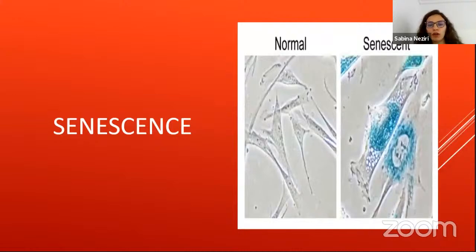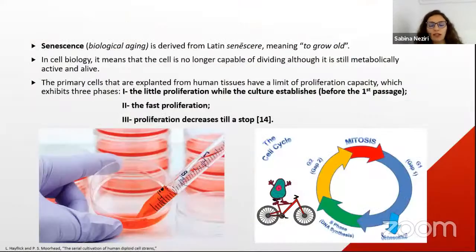Senescence. Senescence is a hallmark of aging. Well, senescence means growing old. But in cell culture, we use the word senescence for the time when the cells reach the point when they don't proliferate anymore. So cells in cell culture keep remaining alive, but they don't proliferate. They reach the stop of their proliferation.